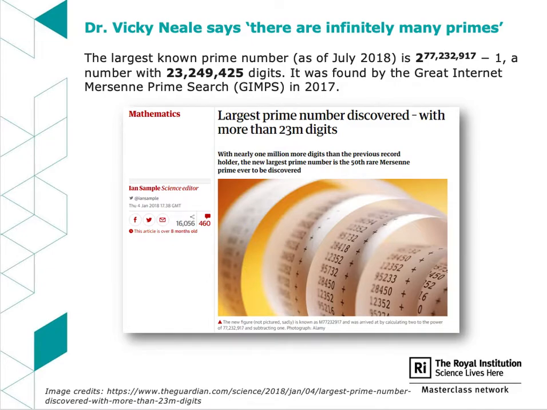This is an article from the Guardian newspaper in 2018. It's about finding the next prime numbers and exploring the concept of infinitely many prime numbers. The number shown is a recently discovered prime number, the largest known at the time this article was written. It has more than 23 million digits.